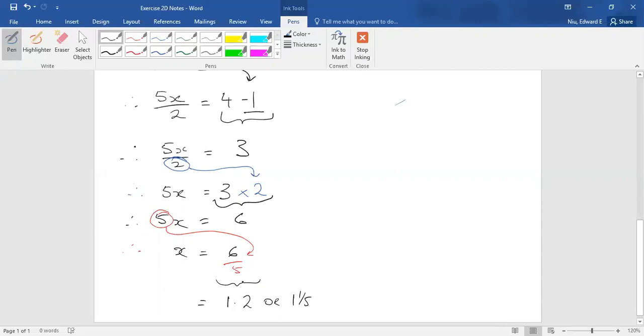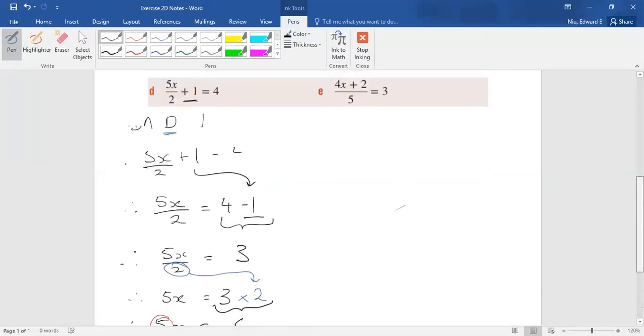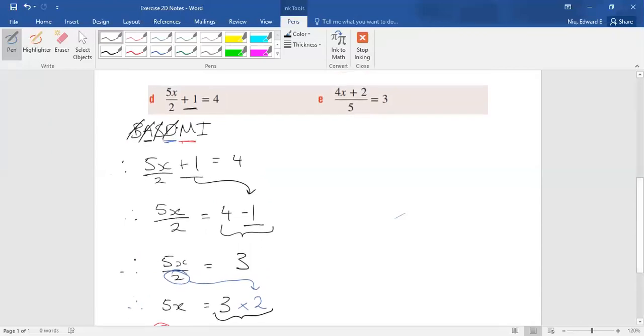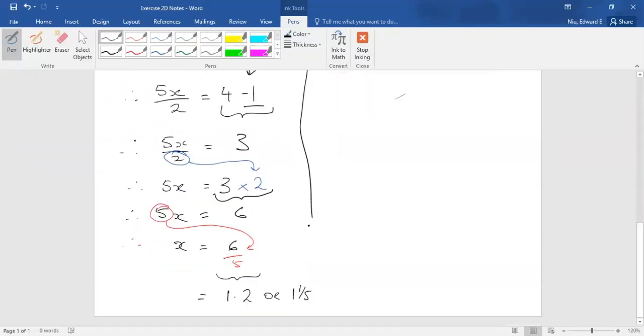You go 6 divided by 5 in your calculator, you get the 1.2. So that's how you figure that process out. All right, let's mark off this region and move on to the next.